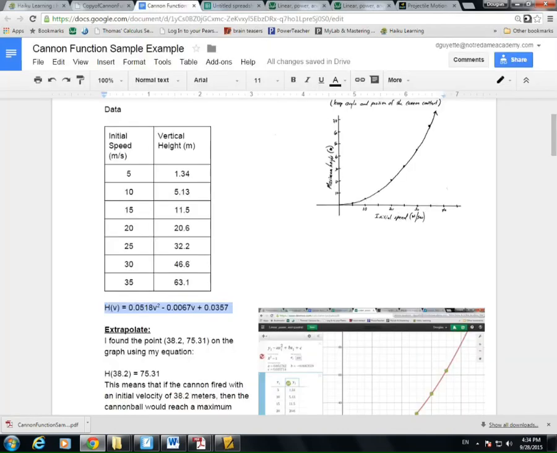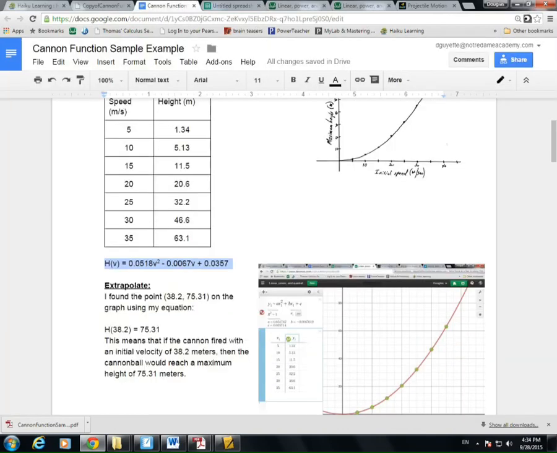So here's what I did. I chose randomly an interesting number like 38.2, something that I wouldn't have guessed and I wouldn't have collected myself, just a weird number. So I threw in 38.2 as the initial velocity, and my equation told me 75.31 will be the maximum height.